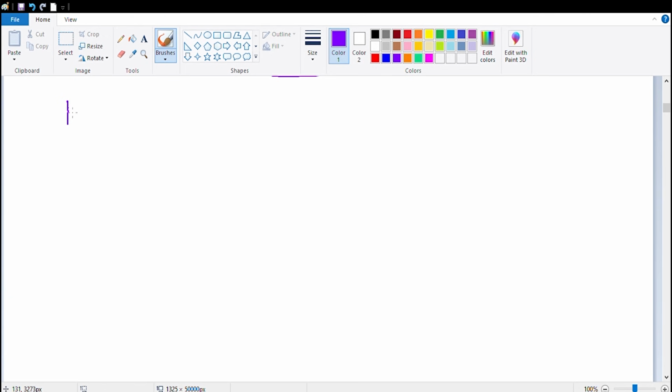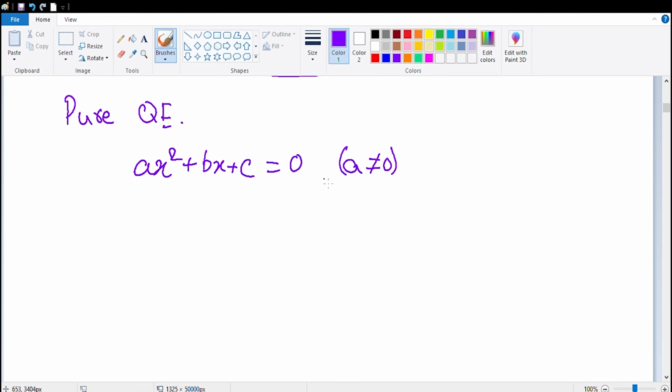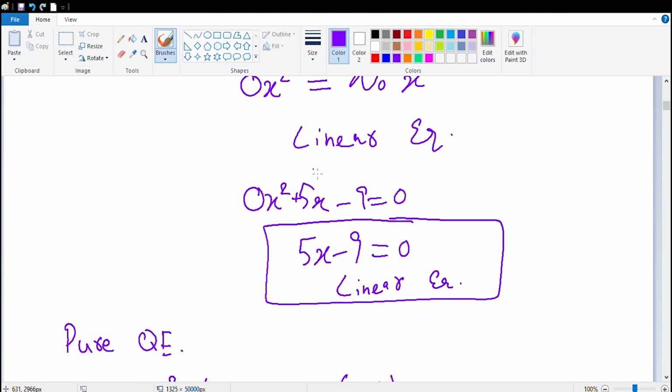Then there are pure quadratic equations. So what's a pure quadratic equation? We know that the standard form is ax squared plus bx plus c is equal to 0. Now, in this equation, all we said is that a can never equal 0. You can't have a pseudo like this one. You're going to end up with a linear equation like this one.